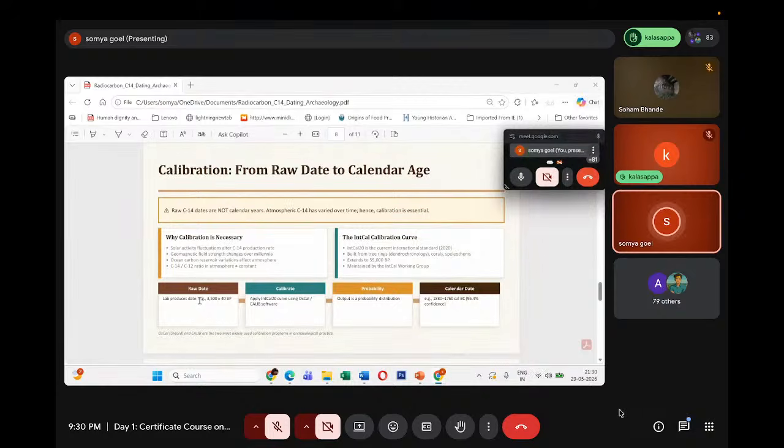But this is not the calendar year, right? We need to convert it into one to understand it better. So we need to convert it into Before Common Era or Common Era, BCE or CE, right? So for this conversion, we need to calibrate it. Now, why is this calibration even required? Why is it even necessary?